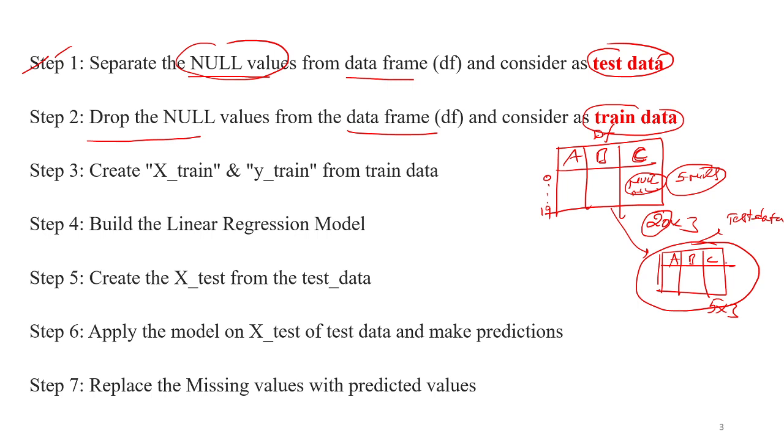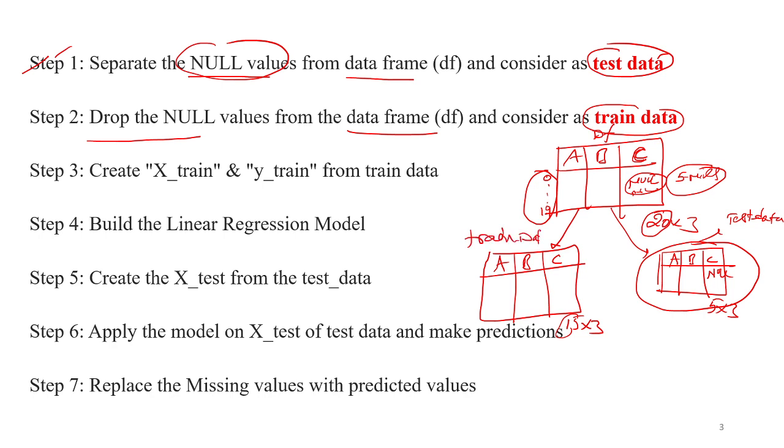This data frame can be considered as test data with missing values, and from the data frame we have to separate. This also has feature A, feature B, feature C, but its shape is 15 by 3. 15 means out of 20 observations, 5 observations have missing values, so the rest of the 15 observations have no missing values. This data frame can be considered as the training data. That is the meaning of step 2: drop the null values.